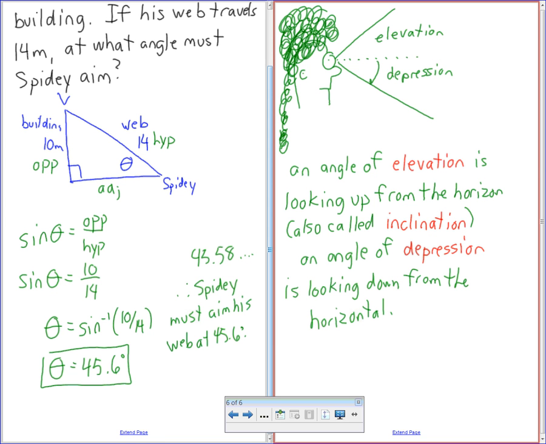Just so we're clear, because this is what gets people mixed up. The next question is going to involve me standing on a bed, looking at an angle of depression. The angle of depression is looking across and looking down. It's not looking at your toes and looking up. That's the thing that people get mixed up on.